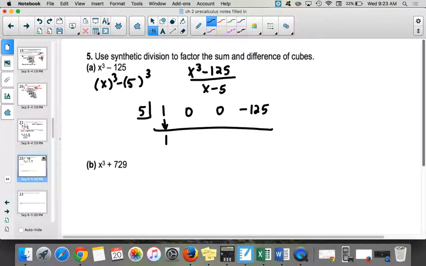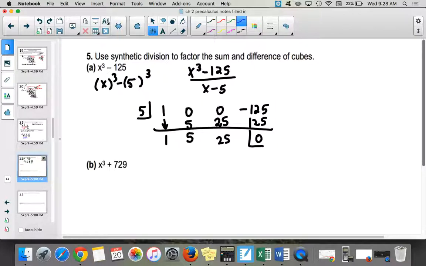So we drop the first term and we had 1. We do our 5 times 1 and get 5. We add straight down, so add these, and we get 5. We now do this multiplication, and we get 25. We add straight down, and we get 25. And then we do this multiplication, and we get 125. And we add straight down, and we get 0. Did you guys all do that? Okay. So we have 1, 5, and 25.